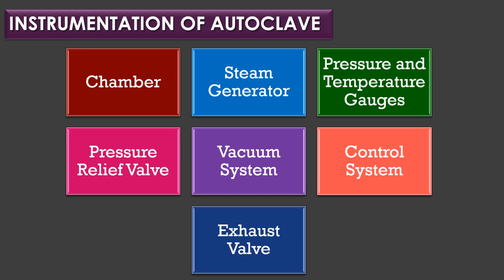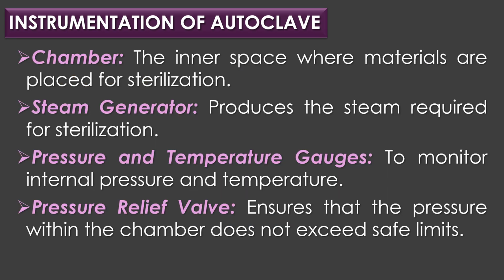Instrumentation of autoclave. The instrumentation of autoclave contains 7 major parts. They are chamber, steam generator, pressure and temperature gauges, pressure relief valve, vacuum system, control system, and exhaust valve. Chamber. Chamber is the inner space where materials are placed for sterilization. Steam generator. The steam generator produces the steam required for sterilization. Pressure and temperature gauges. These gauges are used to monitor internal pressure and temperature.